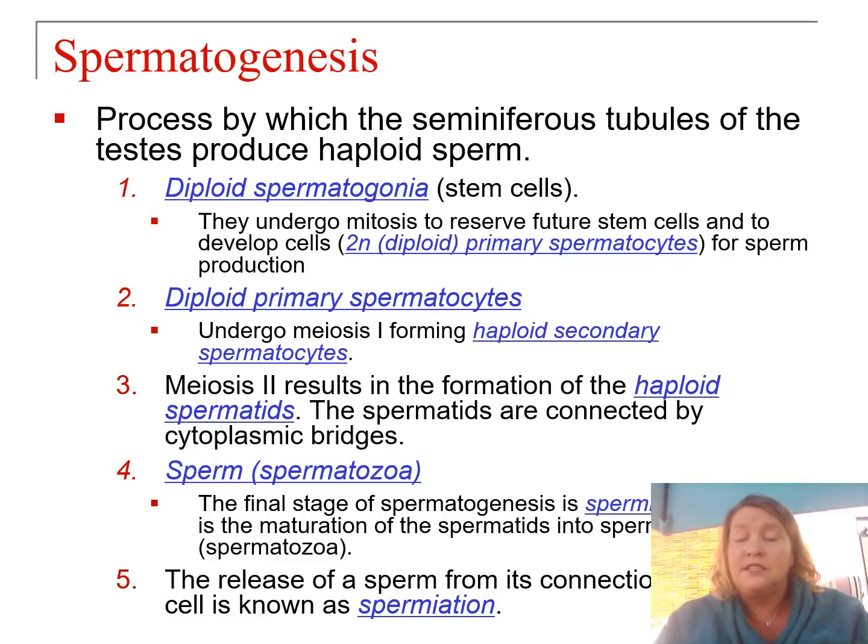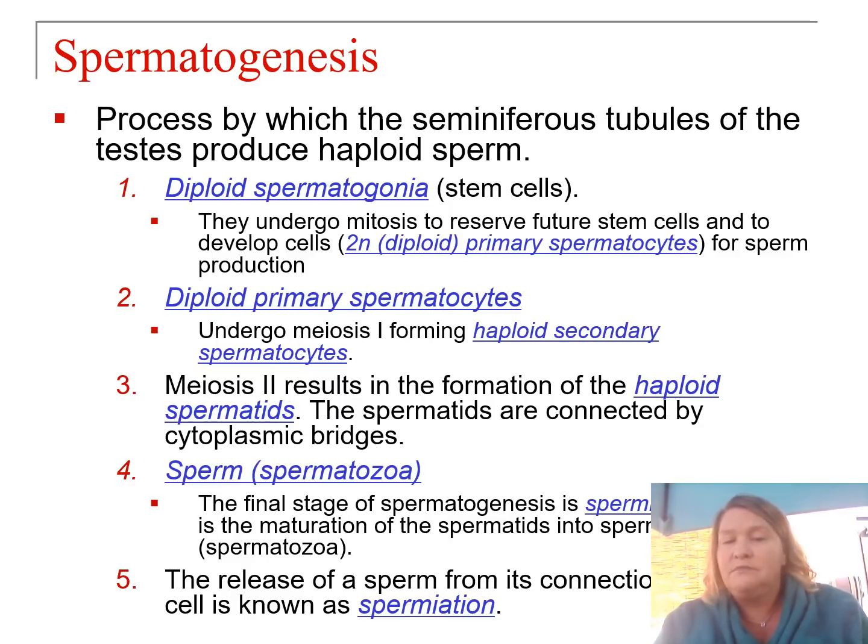Once the spermatogonia divide, they become a diploid primary spermatocyte, or 2N, which just means the chromosomes are double. The diploid primary spermatocytes will undergo the first stage of meiosis, and that causes them to become haploid, with half the number of chromosomes, in these secondary spermatocytes. Now, those secondary spermatocytes undergo meiosis two, and that's where we get haploid cells.